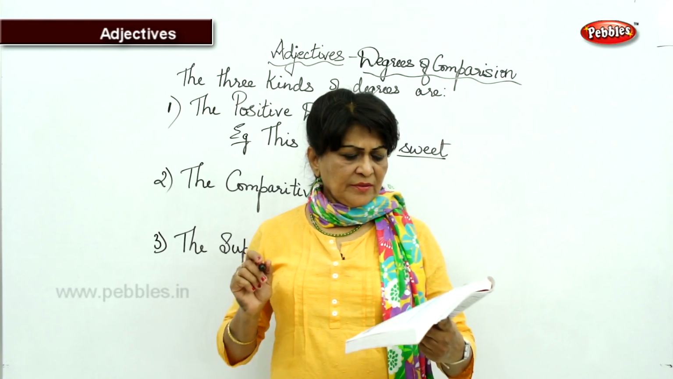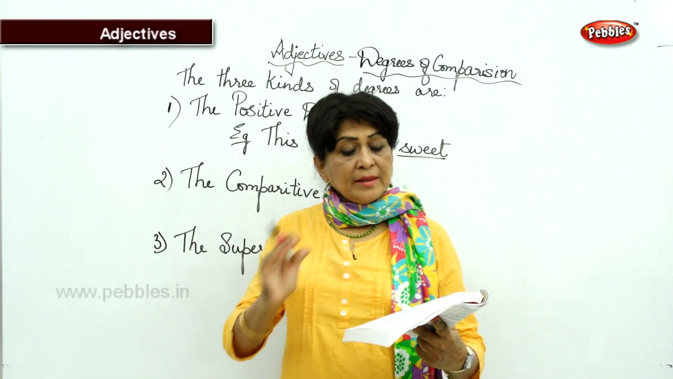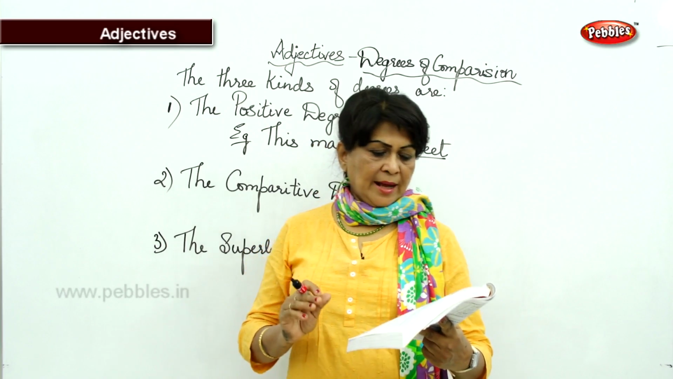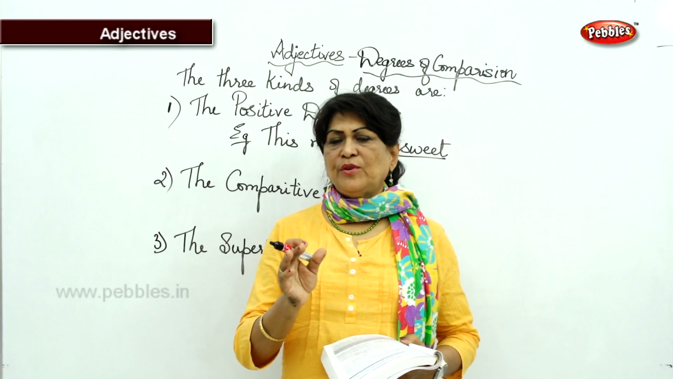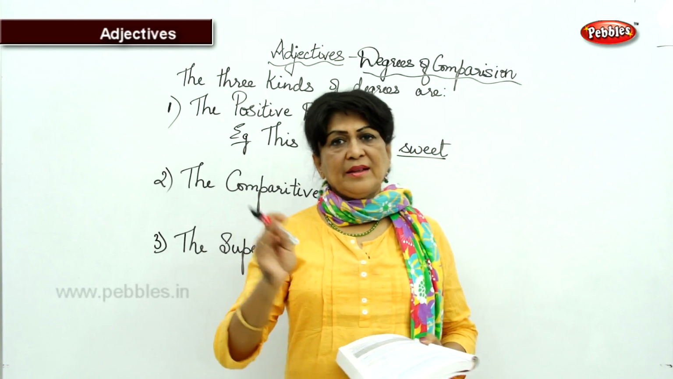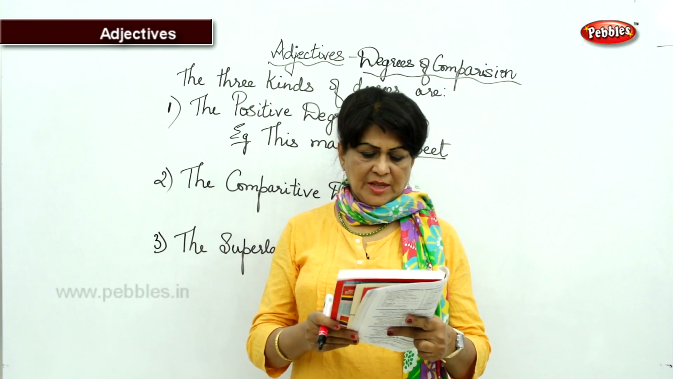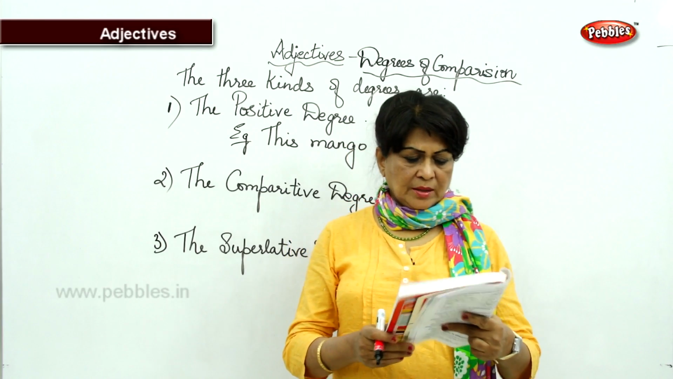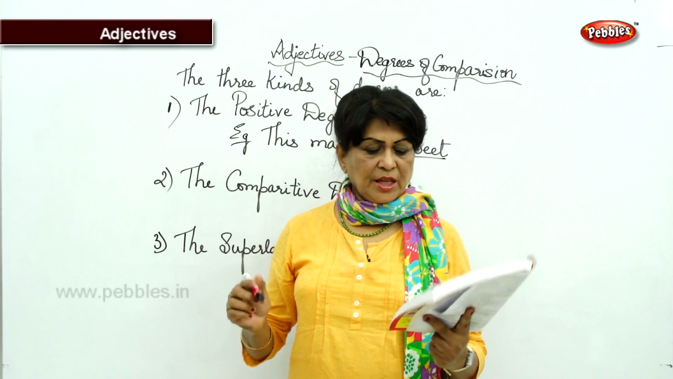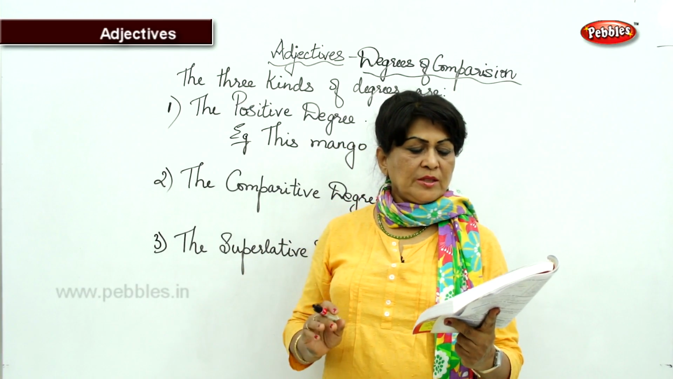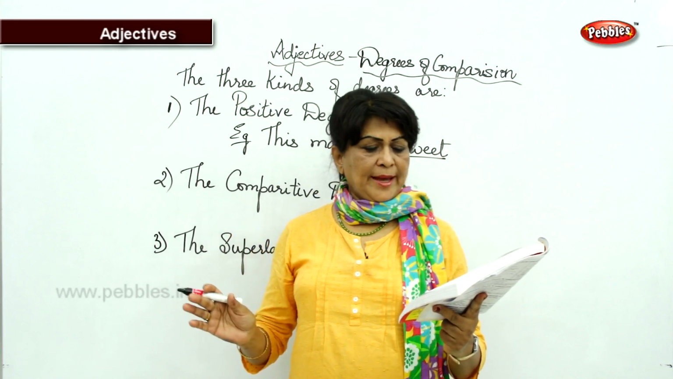The comparative degree of an adjective denotes a higher degree of the quality than the positive. If anything that we refer to is slightly higher than the simpler form, then it is called the comparative degree. Okay, so the comparative degree of an adjective denotes a higher degree of the quality than the positive and it is used when 2 things are compared.